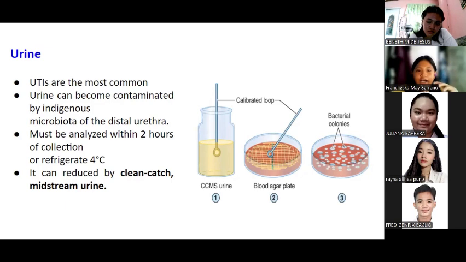If you collect the very first part of your urine, as soon as you start to urinate, the endogenous microbiota from the distal urethra will be carried into the specimen, and that could result in a false positive, because those added microorganisms from your distal urethra are not what needs to be tested. So it should be midstream, because that is clean. It's no longer contaminated by the distal urethra since it was washed away by the first part.